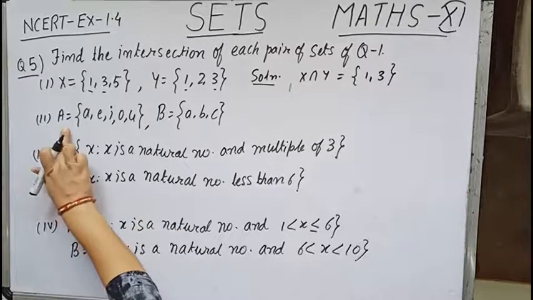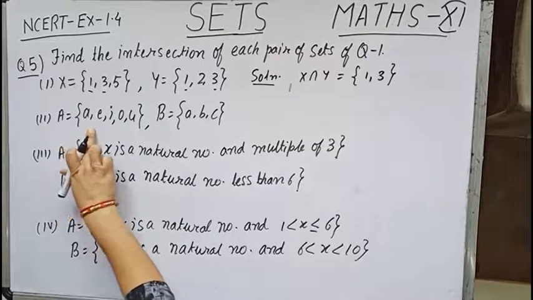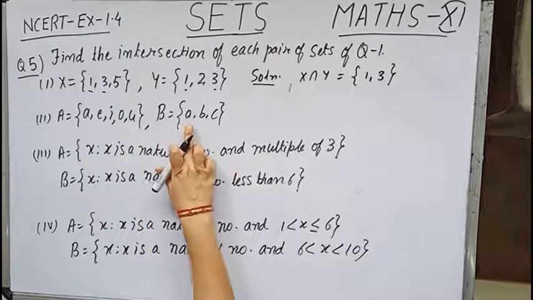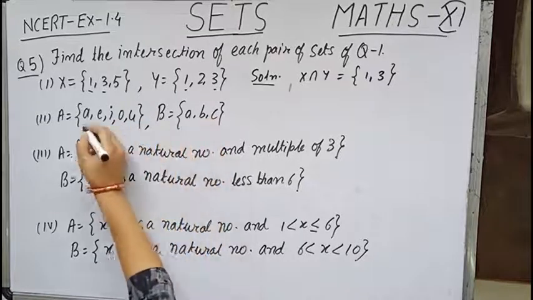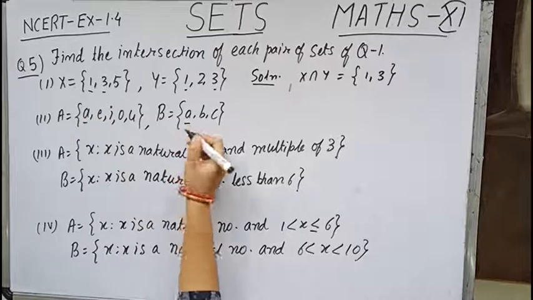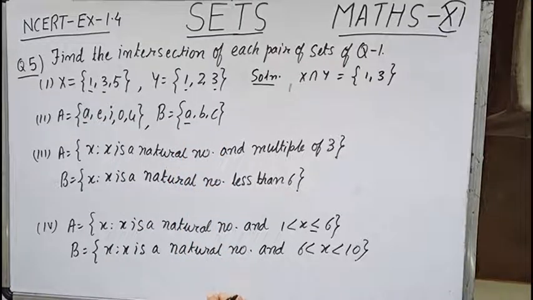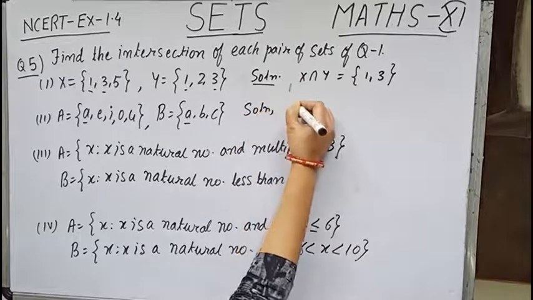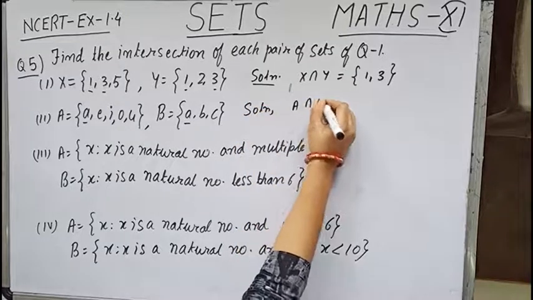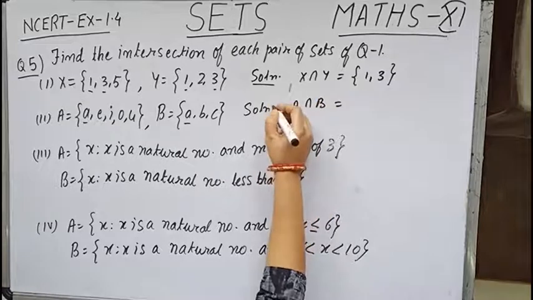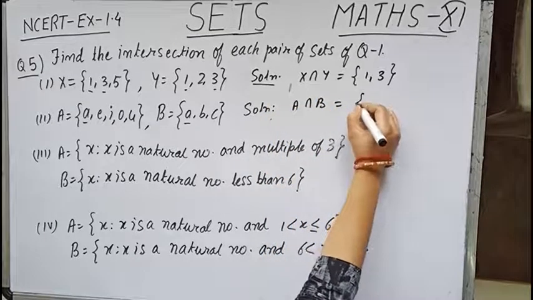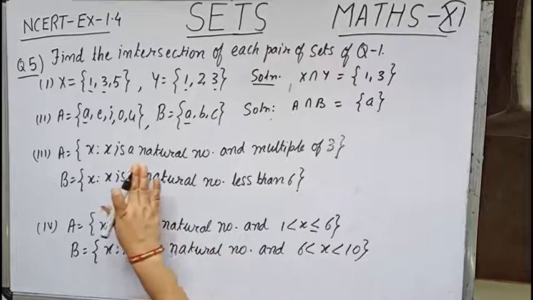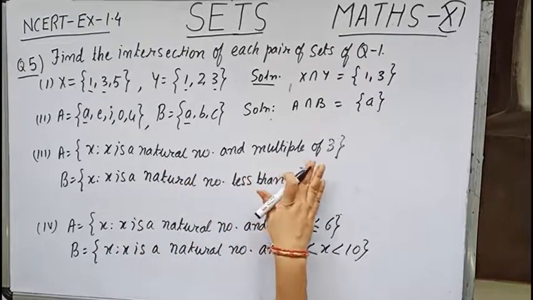Subpart number 2, A is the set containing the elements A, E, I, O, U, and B is the set containing the elements A, B and C. Here we can see the element A only is the common element to the sets A and B. Therefore, in the solution part you will be writing A intersection B equals the set containing A.